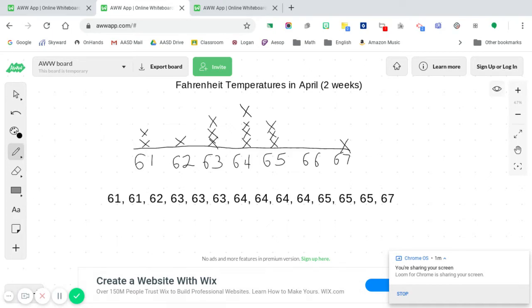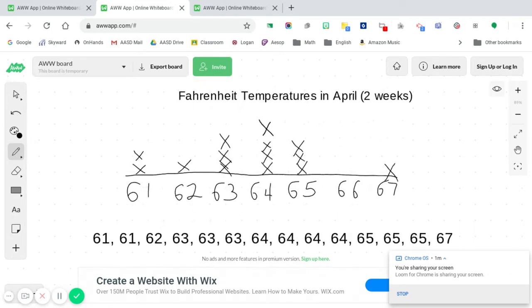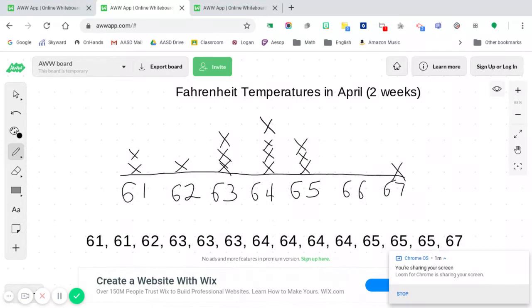I'm going to try my best here with my stylus pen to cross these off: low, high, low, high. I keep saying low, high back and forth so that it helps me keep track of whether I crossed off my low number yet, my high number. Low, high.